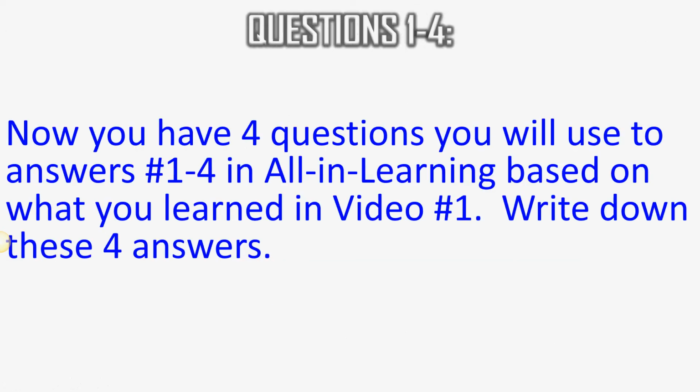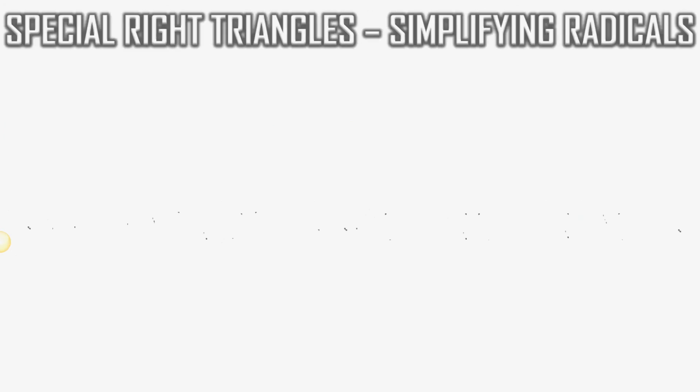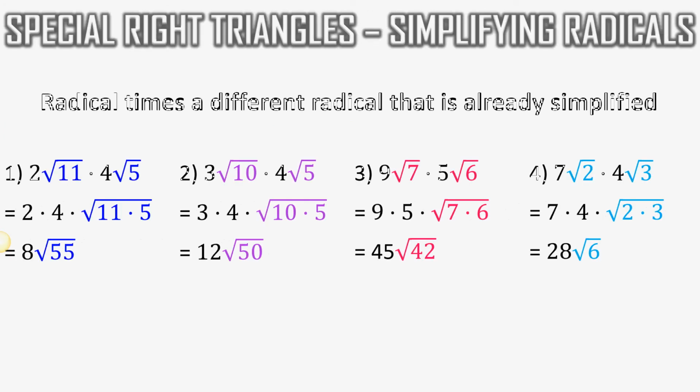So now you're going to have 4 questions that you're going to use for the answers for number 1 through 4 in your all-in learning. Pay attention, write these answers down, because pieces of them will be the answer. So now if I have a radical times a different radical that's already simplified, it's easier. The next problems will be when you have to simplify.